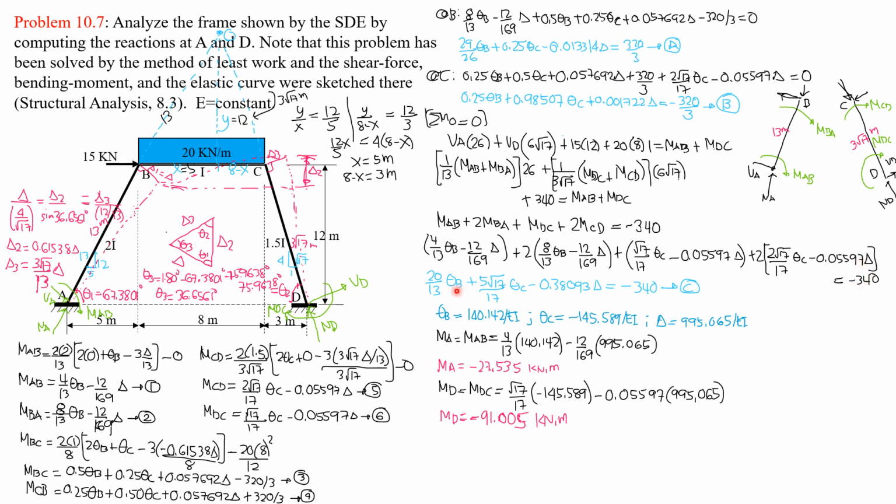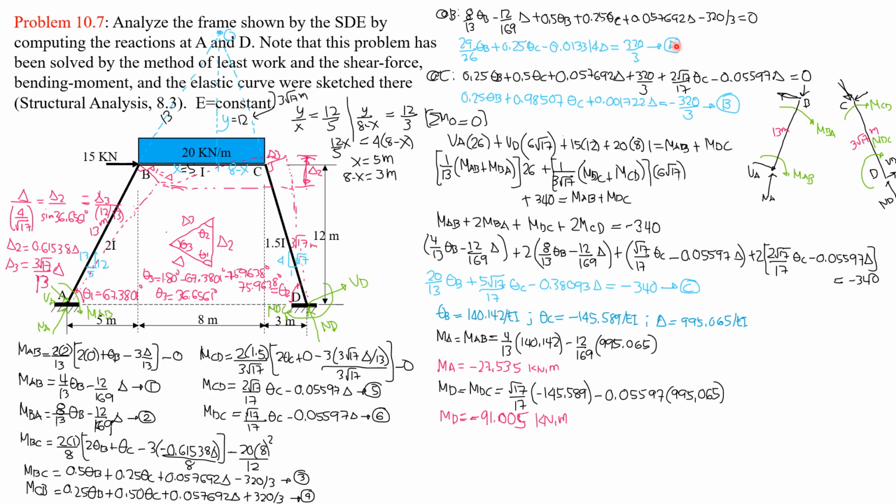Combining like terms, for theta B, we have 20 over 13 theta B. Then for theta C, 5 square root of 17 over 17 theta C. Then for the deltas, negative 0.38093 delta equals negative 340. Call that equation C. Now we have completed the three equations.